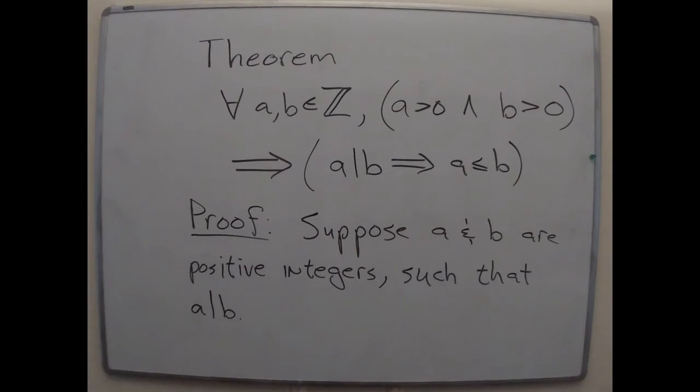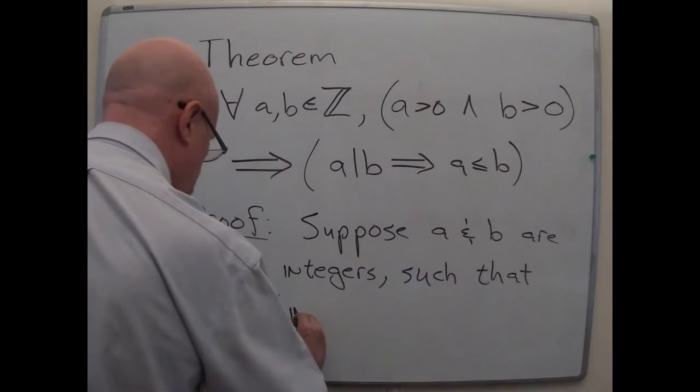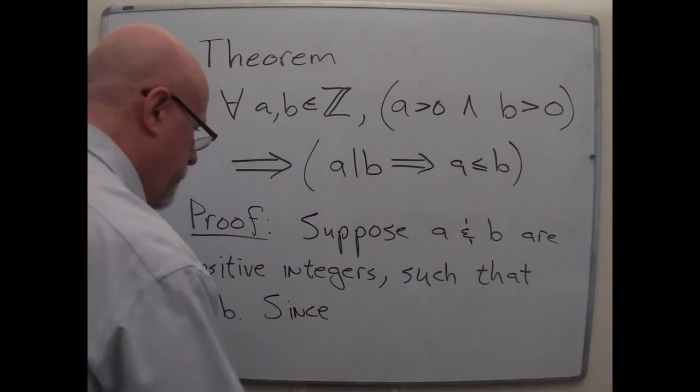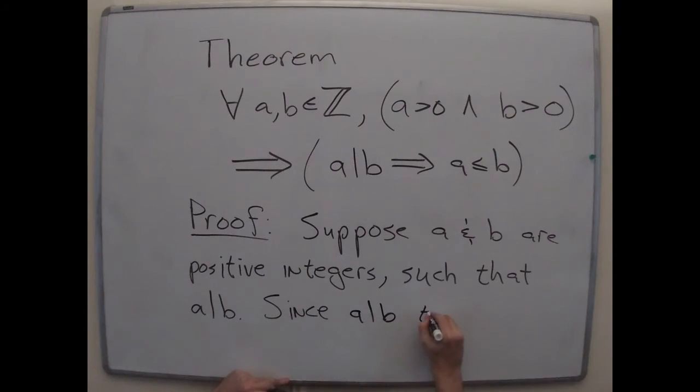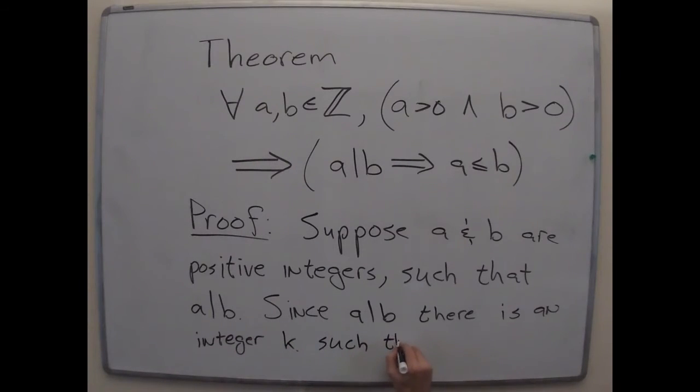Then if A divides B, here's where we get to use the definition we just wrote down. If A divides B, there is an integer k, a witness for that divisibility question. Since A divides B, there is an integer k such that B is equal to AK.